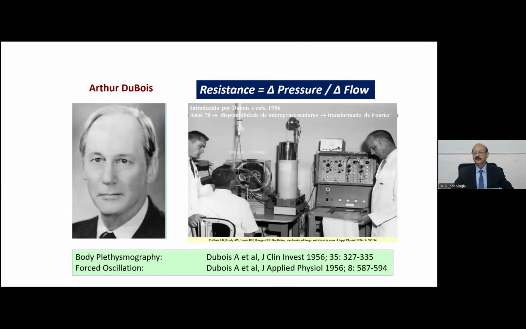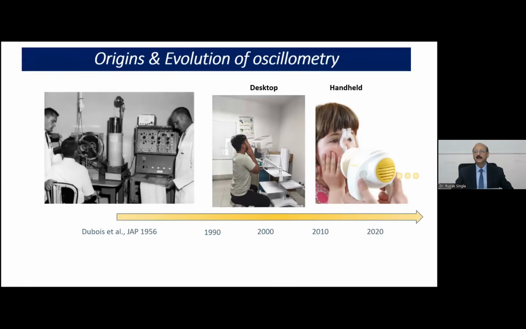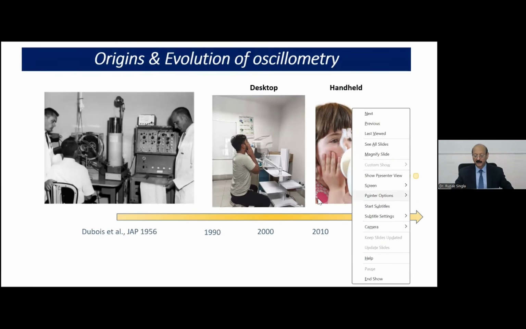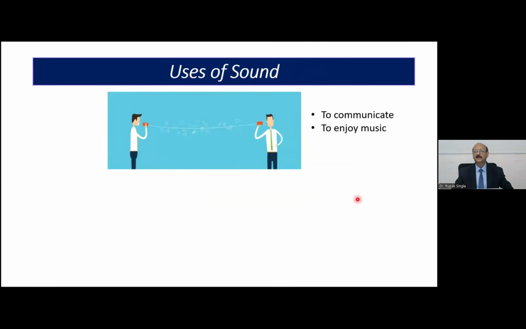Du Bois was the person who talked about body plethysmography in 1956. He described the forced oscillation technique for oscillometry, which we use today, in the same year. When you look at this picture, the size of the machine at that time was this big. After some time the size came down to the desktop model, and currently it is a handheld model through which we can do oscillometry. So there has been a change in size, and it has made it very easy.